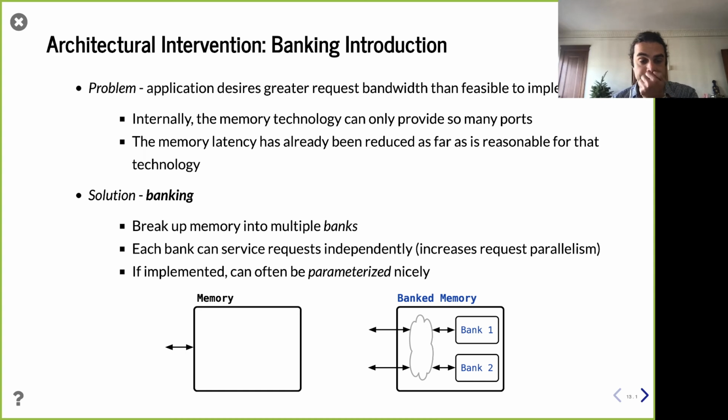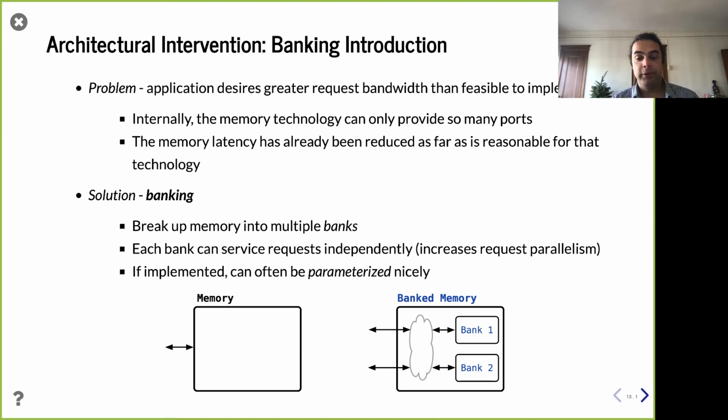And so the solution to that is something called banking, which is basically if each individual memory can only provide so many ports, break up your memory into multiple banks that each provide those ports, and thus in aggregate across all of your banks, you have enough ports, right? And so each bank can serve requests independently, and so that way you can get this going. So, thinking from a systems point of view, this is like sharding, right? You're kind of breaking it up.